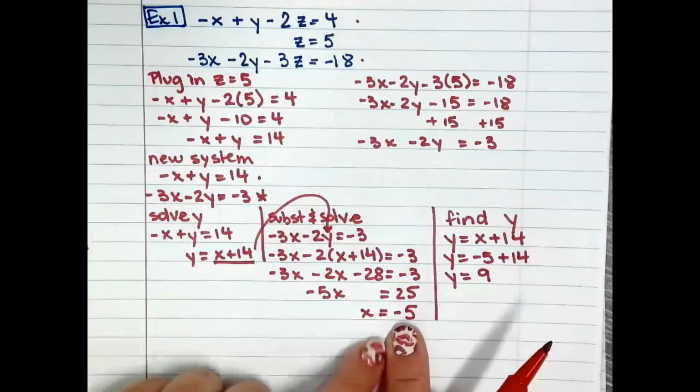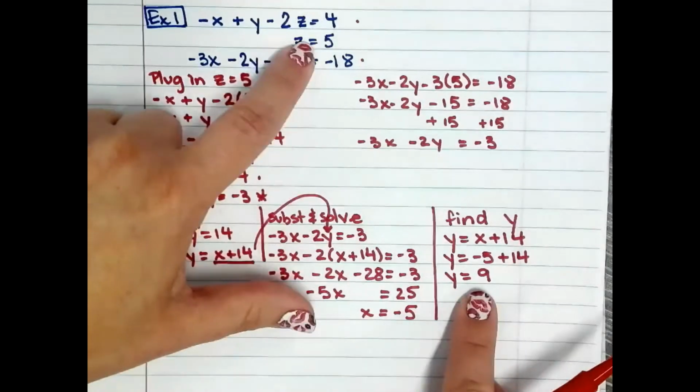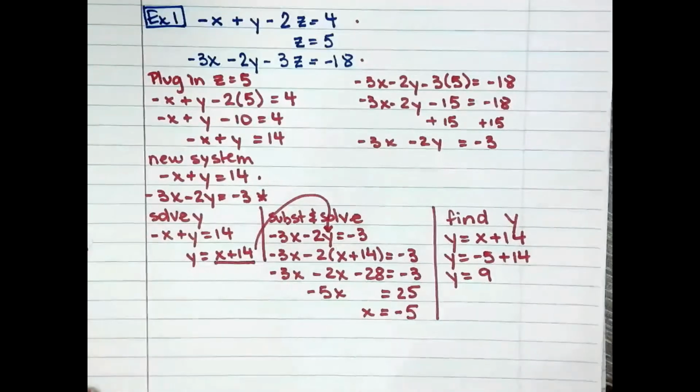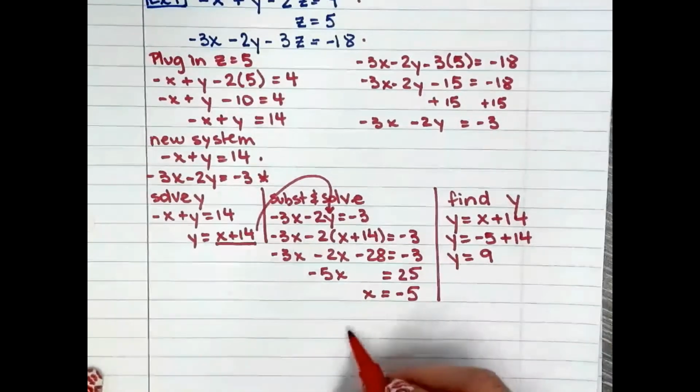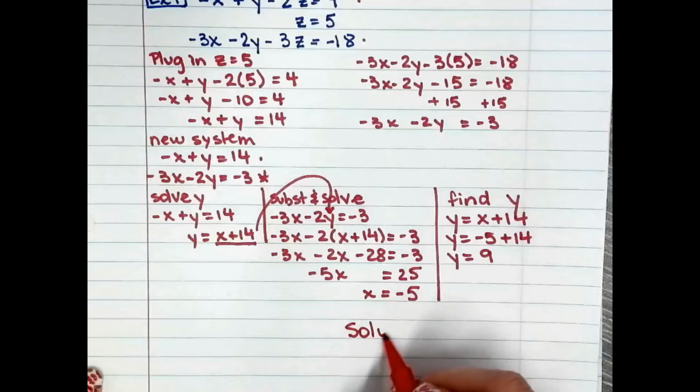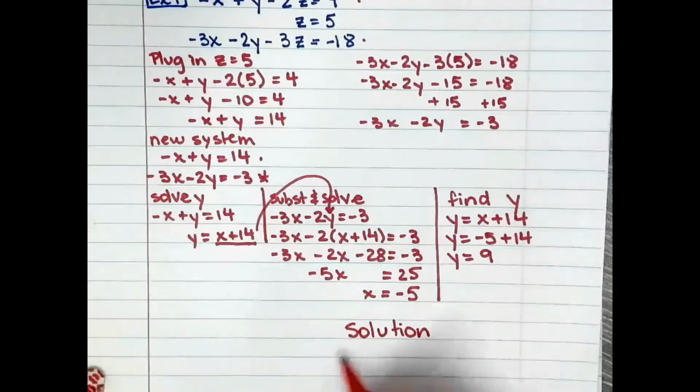I have x, y, and z. Don't go through all this work and forget to write the answer, okay? So the solution, we're going to write the answer as a point: negative 5 for x, 9, and 5.